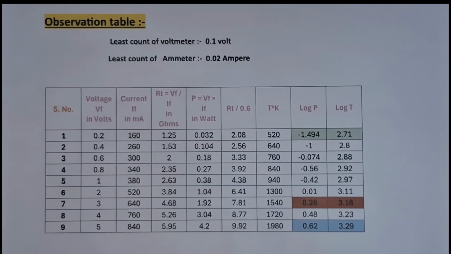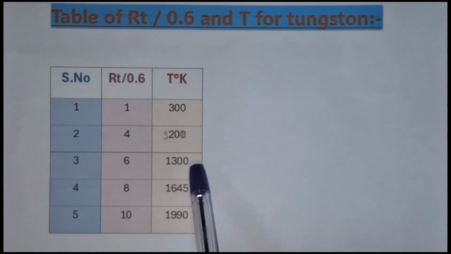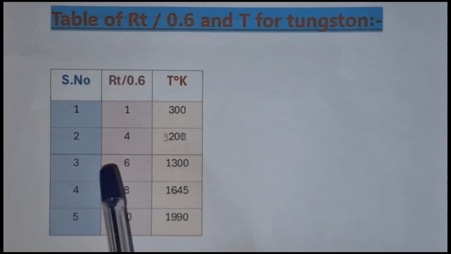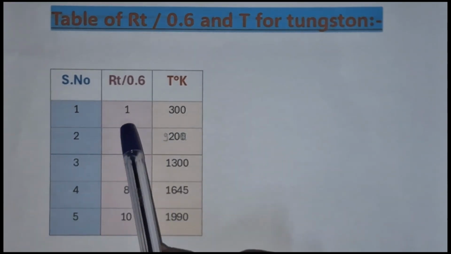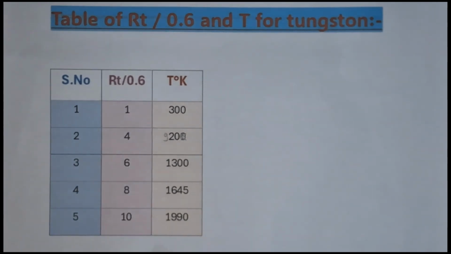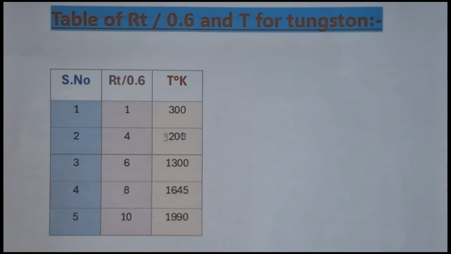Friends, we are performing this experiment on the basis of the Smithsonian published table. Scientists have deeply studied the variation of resistance with changing temperature of tungsten. They have published a table, and we followed the values of that table. This is the published table. Here are two columns, one is RT by 0.6 and the second is temperature in degrees Kelvin. 300 Kelvin corresponds to RT by 0.6 of 1, and 920 Kelvin corresponds to RT by 0.6 of 4.